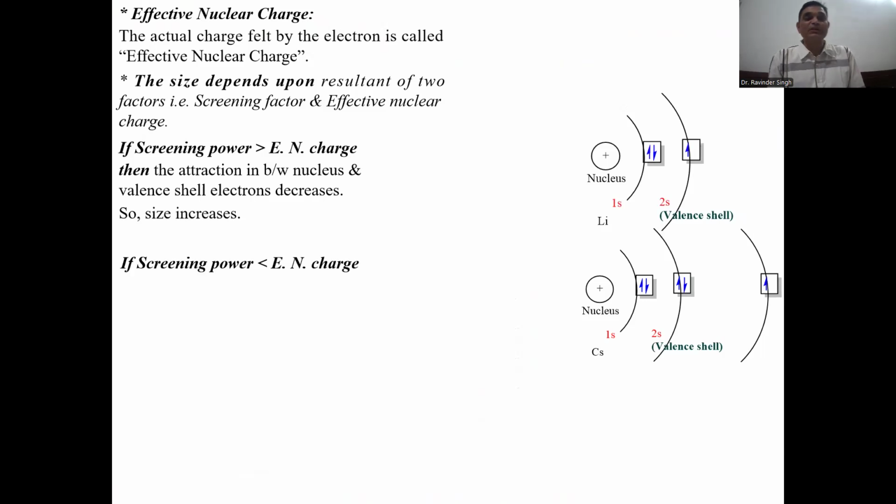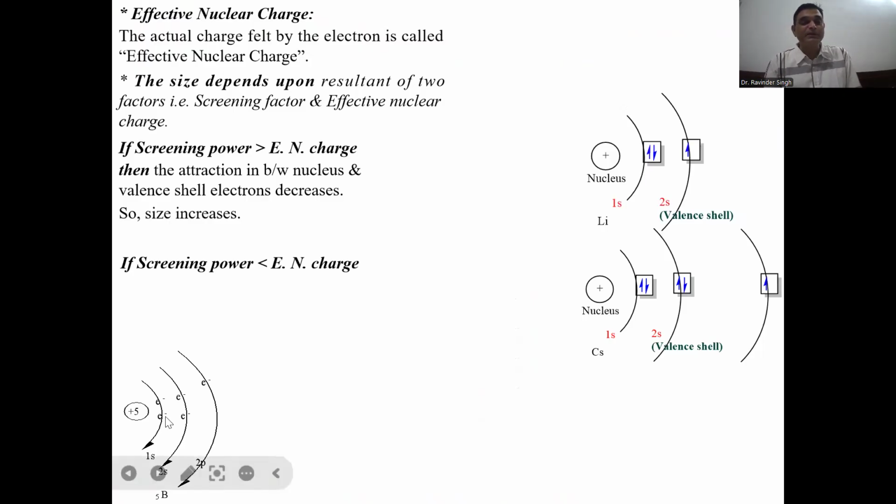The next condition is if the screening effect is less than the effective nuclear charge, meaning the effective nuclear charge dominates over the screening effect. That happens on moving left to right in the periodic table, as we already explained. For example, in boron, 1s2 2s2 2p1, the last electron enters the 2p. The intervening shells are 1s and 2s. On moving from boron to carbon, the electron enters the same 2p subshell, so the number of intervening shells remains the same, and the screening effect remains the same.